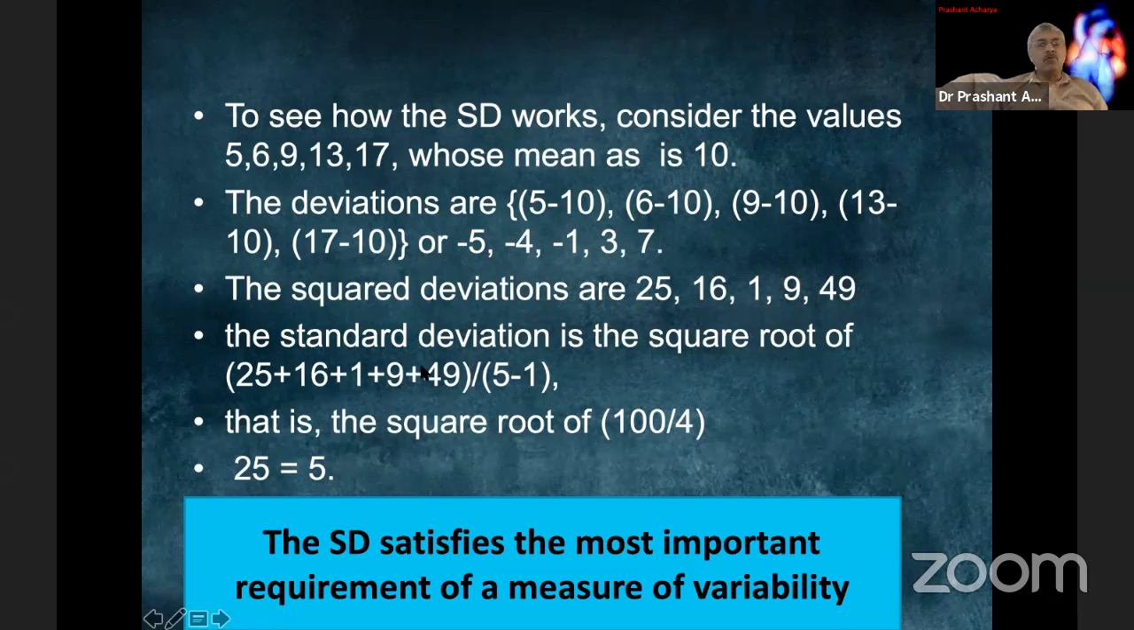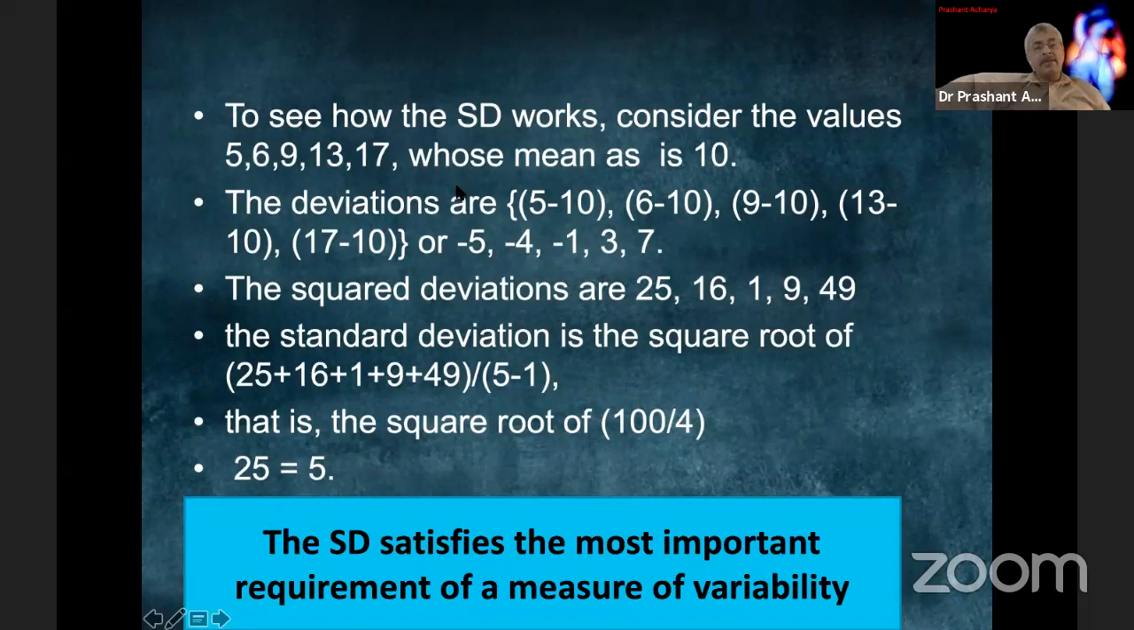Now I have to sum up all of them. So that is 25, 16, 1, 9, and 49. It has to be divided by 5 minus 1, because there are 5 figures. The total is 100, and 5 minus 1 is 4. So 100 divided by 4 is 25. If I take the square root of 25, it comes to 5. So 5 is the standard deviation for this group of figures.